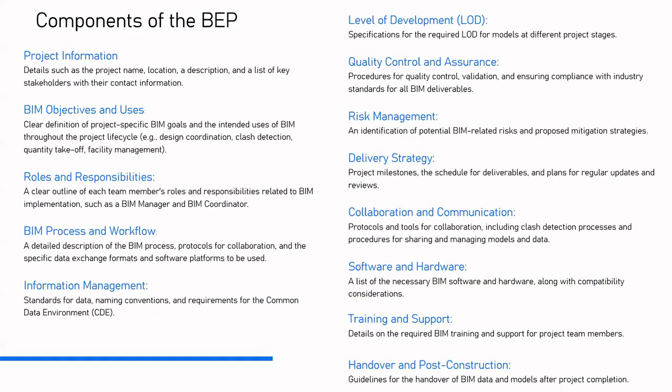So if we start drilling down into the components of the BIM execution plan, it obviously includes the basic details, the project information, name, location, description, etc., and key stakeholders with their contact information. And then the BIM objectives and uses. So this is really where the clear definition of project-specific BIM goals and the intended uses of BIM throughout the project lifecycle are fully fleshed out and communicated transparently to all stakeholders. And this is really critical when it comes to how this information is going to be used once the project is handed over.